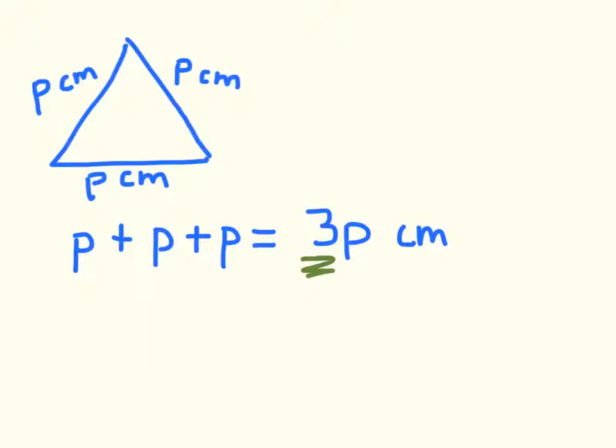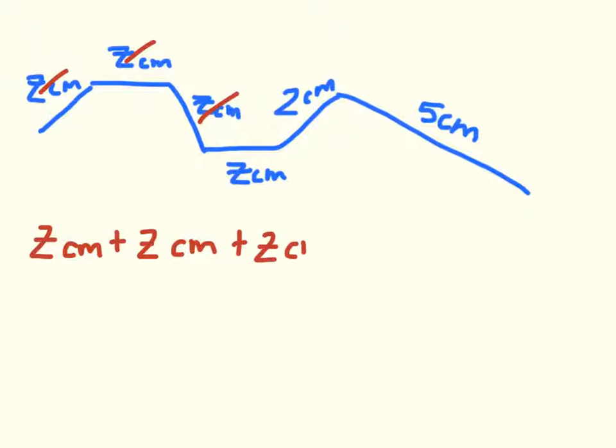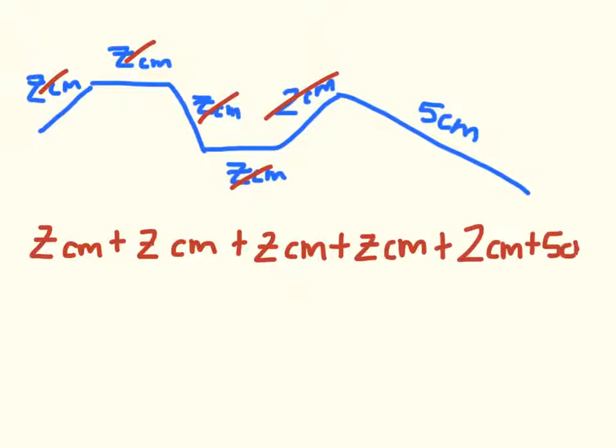Let's look at one more example before we have you try some on your own. This figure shows 6 rods and their lengths. Find the total length of the 6 rods in terms of z. Then state the coefficient of the variable in the expression. Okay, so let's go ahead and begin by simply adding each of our lengths together. That would be z centimeters plus z centimeters, that takes care of these two, plus z centimeters, plus z centimeters, plus 2 centimeters, plus 5 centimeters.